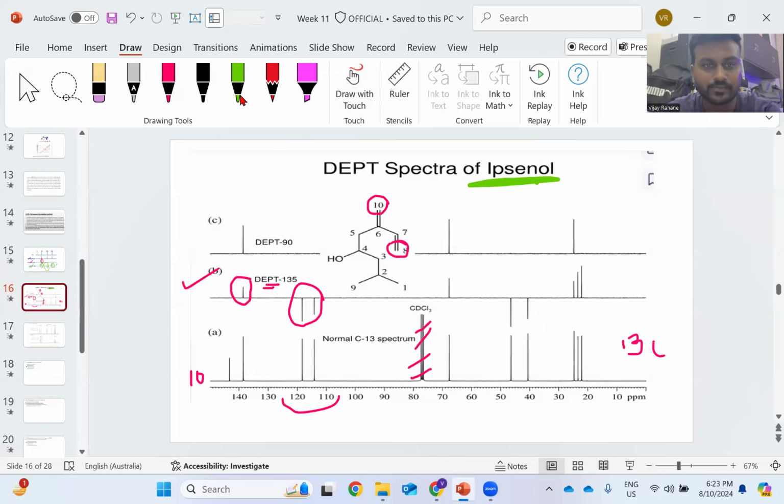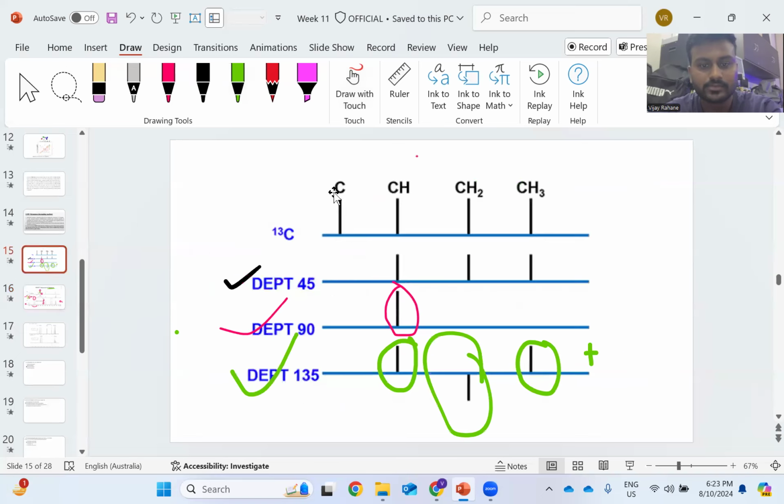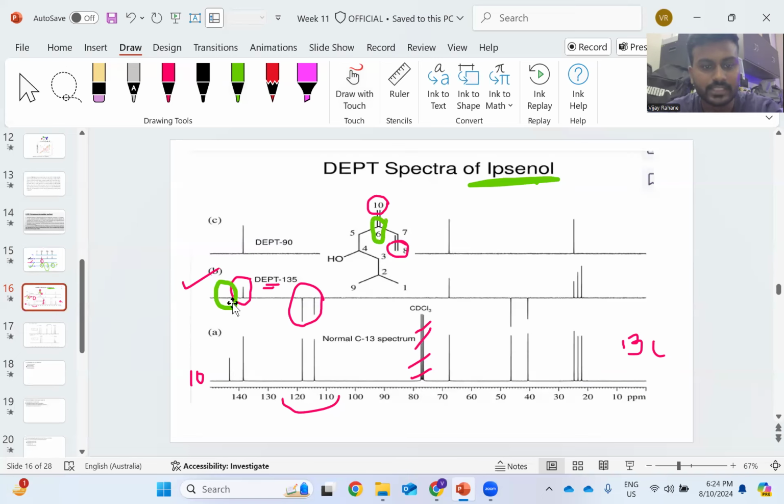So let's come back to the example. Which signal is absent in the DPT 135? If you look here, there is one quaternary carbon, carbon 6. In this spectrum, there should be one signal, but it is absent. What does it indicate? It is a quaternary carbon, right? So this signal is absent, which I have shown here in green. This signal belongs to carbon number 6, which is a quaternary carbon.